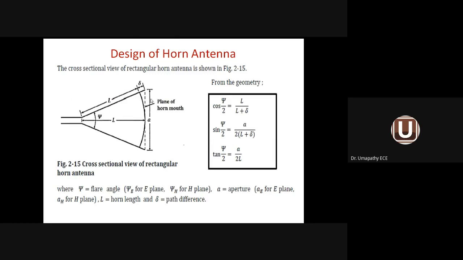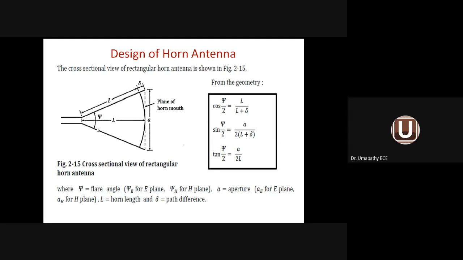A is nothing but the dimension of the mouth. A is the dimension of the aperture opening. The opening of the horn antenna is represented by A. L is nothing but the length of the horn antenna. The length starts from here and goes to the end of the mouth, L.